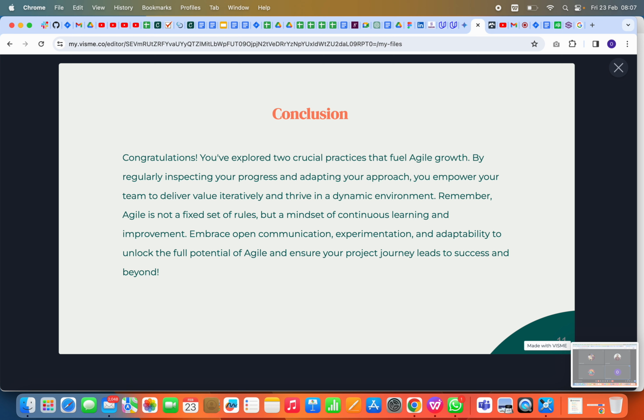So before I come to the end of this, I'm going to take questions from you, but I also want to ask you a question. What is the difference between the sprint review and the sprint retrospective? I'll be calling on somebody.